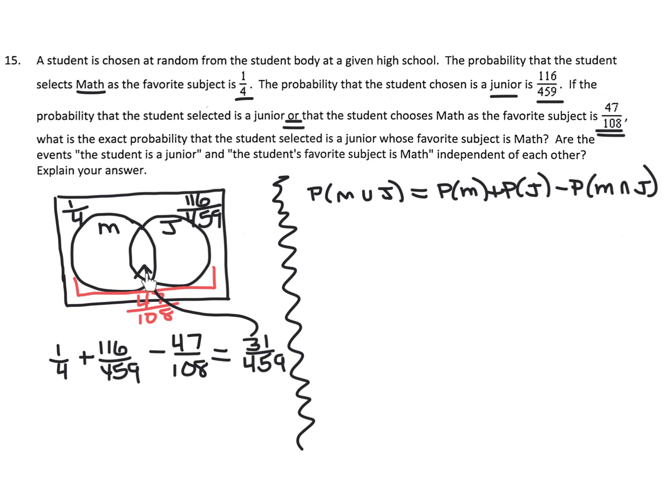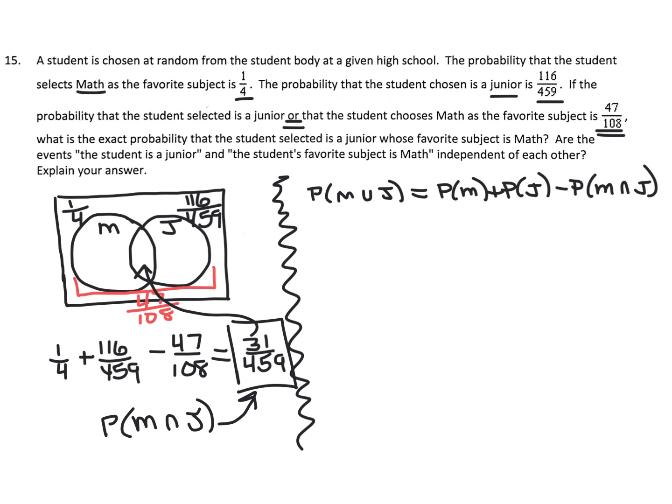So basically that's our and. So this is the probability of preferring math and being a junior. So that's the answer to the first part of the question, right? That they wanted us to find that probability.